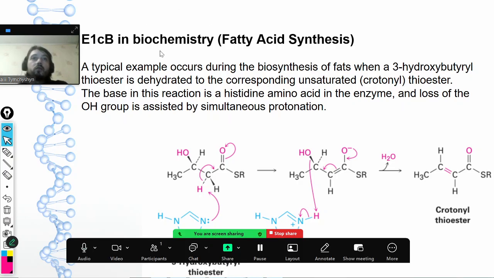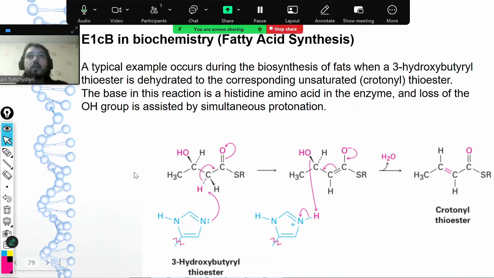Here is an example of E1CB that we will probably meet in the future. That's fatty acid synthesis, and a typical example occurs during the biosynthesis of fats when a 3-hydroxybutyryl thioester is dehydrated to the corresponding unsaturated crotonyl thioester, and the base in this reaction is a histidine amino acid in the enzyme, and loss of the OH group is assisted by simultaneous protonation.